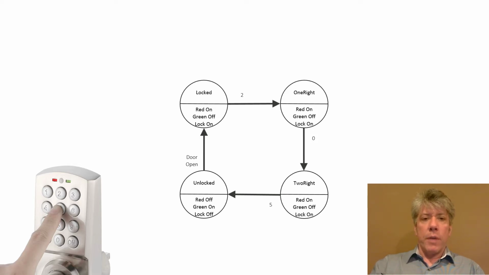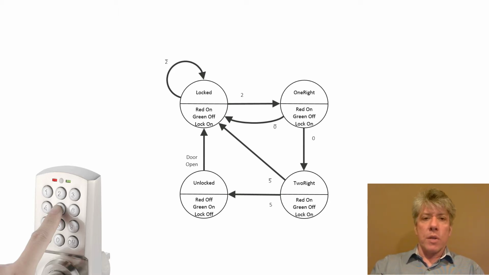The act of opening the door would be sensed by a switch that senses the door and would transition the system back to the locked state, switching the lights and closing the locking mechanism. There is a problem with this design. Pressing all the keys on the number pad repeatedly will eventually open the lock. We need transitions to return to the locked state when a number is pressed out of sequence.